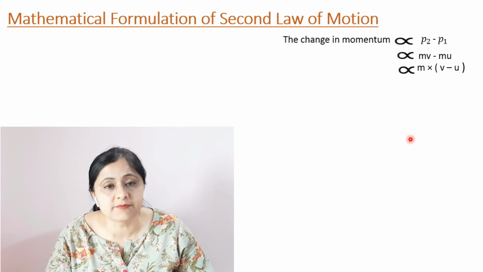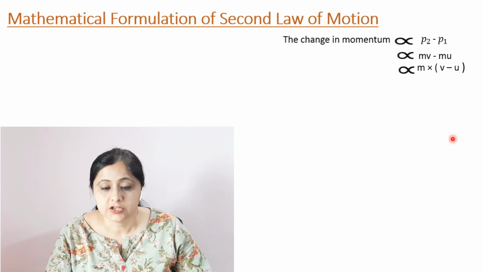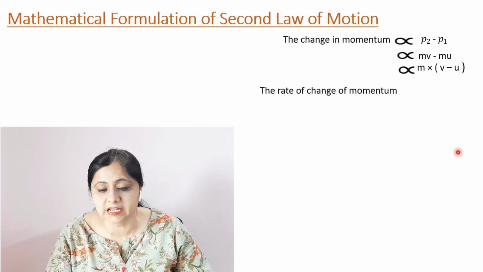Now in the second step, we have to derive the formula of rate of change of momentum. Rate of change of momentum is when anything is divided by time. So what is coming as the rate of change of momentum?